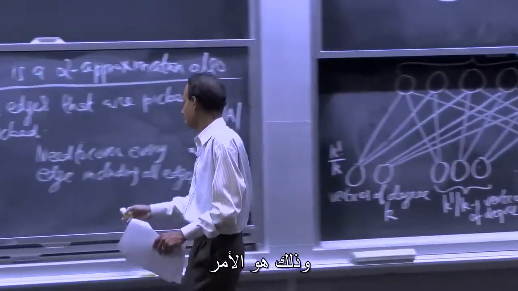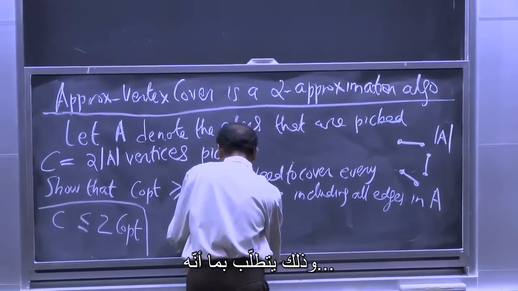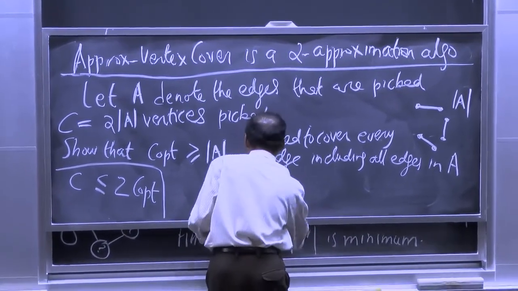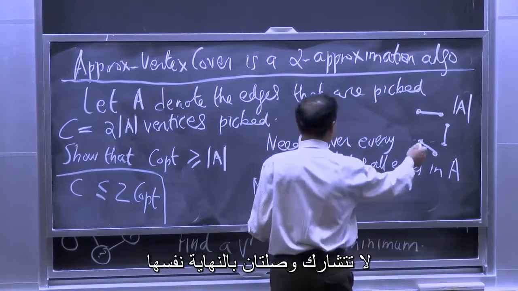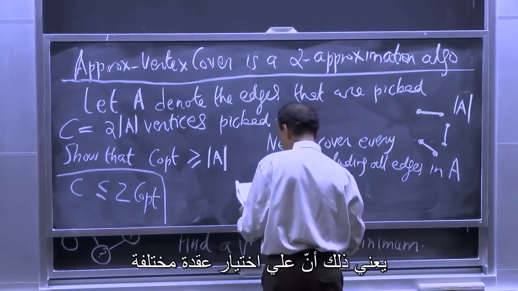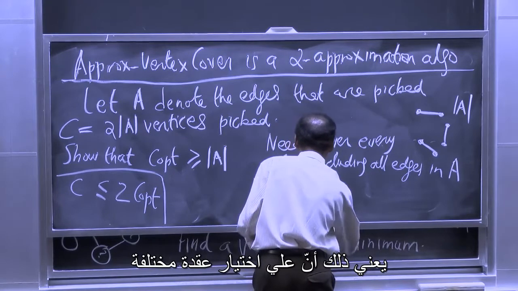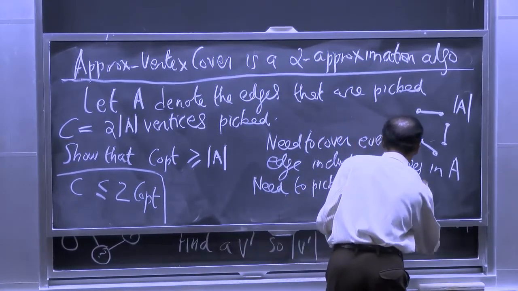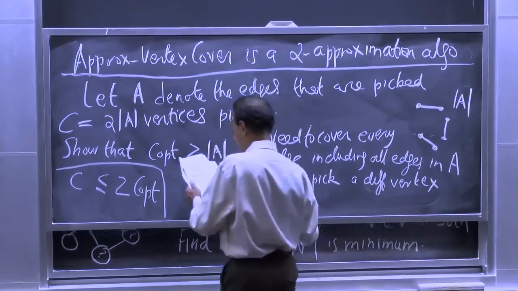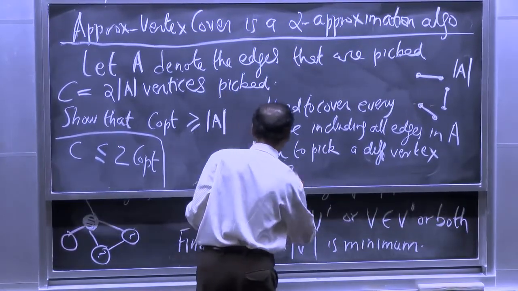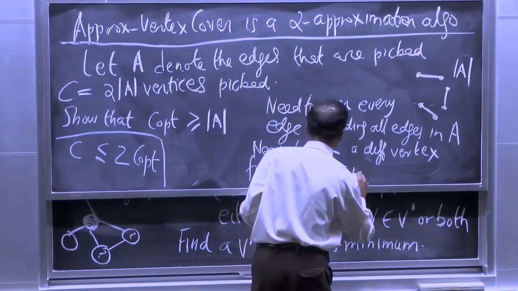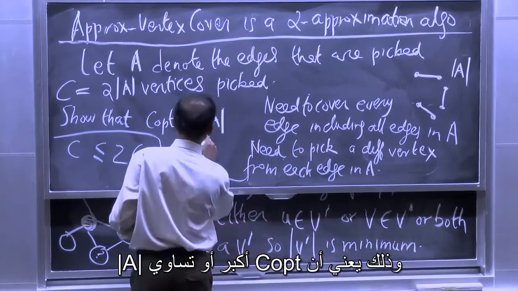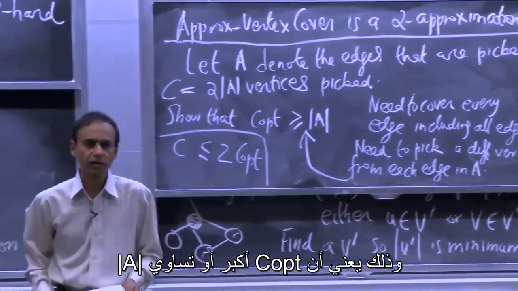And that's it. So I had to cover all. This requires, since no 2 edges share an endpoint, this means that need to pick a different vertex from each edge in A. And that implies that C opt is greater than or equal to A.